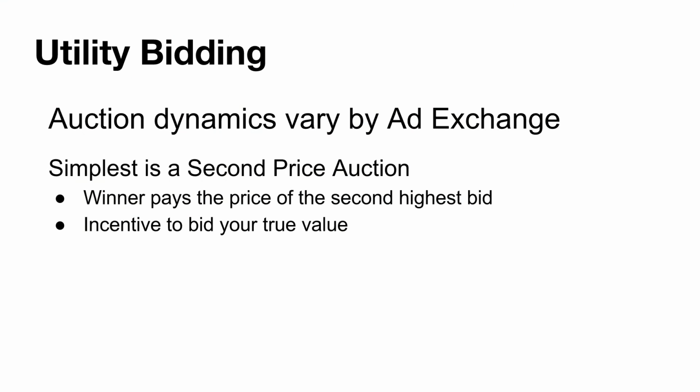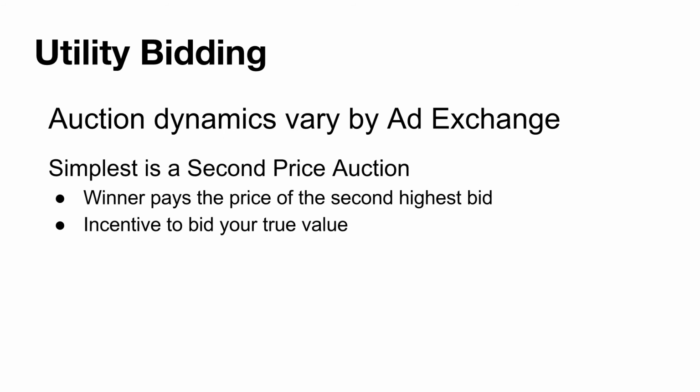Okay, another thing I mentioned earlier that we have to deal with is auction dynamics. Auction dynamics vary from exchange to exchange. In a perfect world, everyone runs what's called a second price auction. The way a second price auction works is that the winner of the auction, whoever bids the highest price, pays the price of the second highest bid. And if you think about it for a second, this incentivizes you to bid your true value.